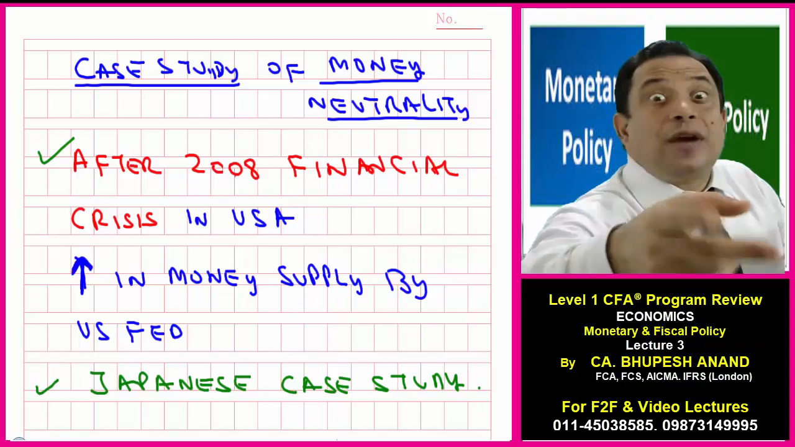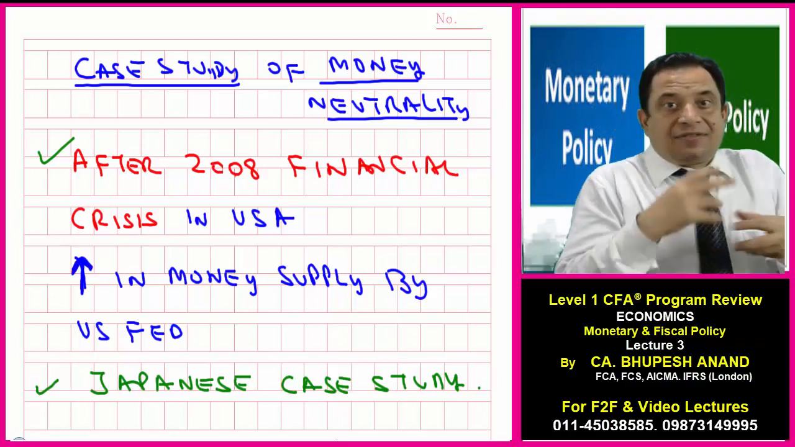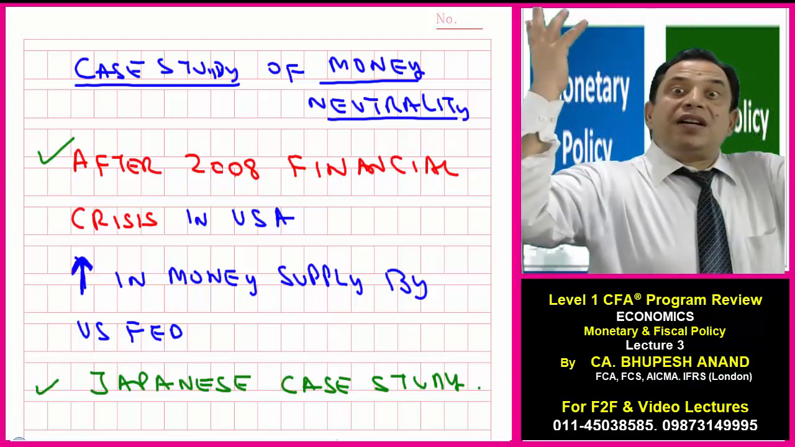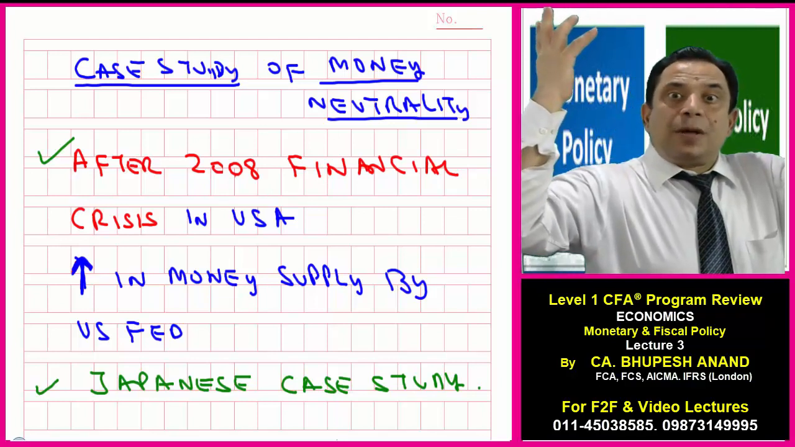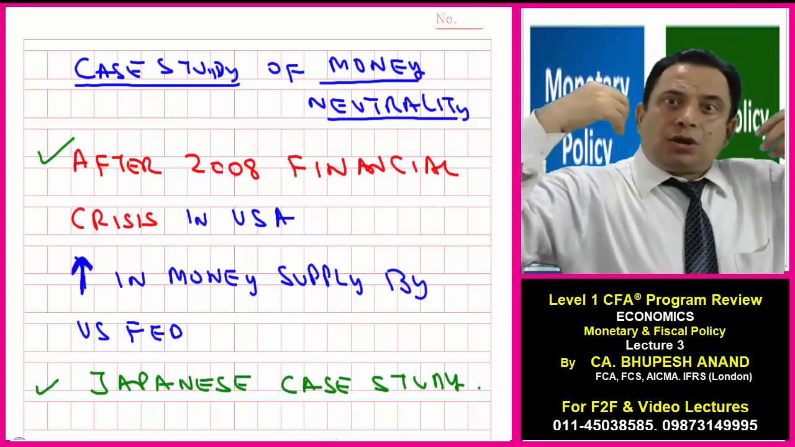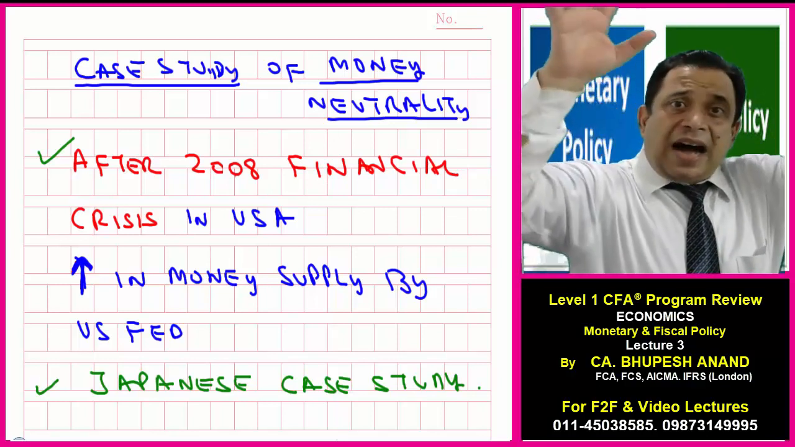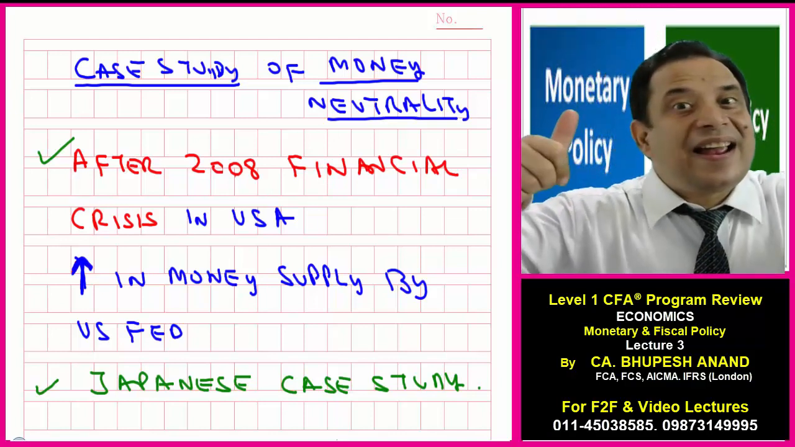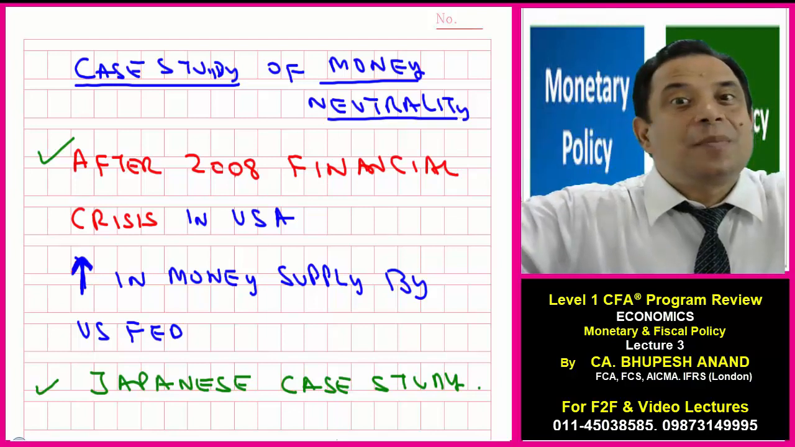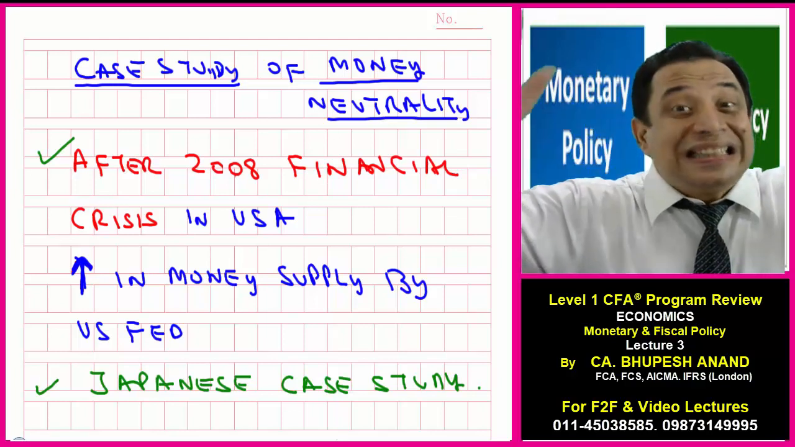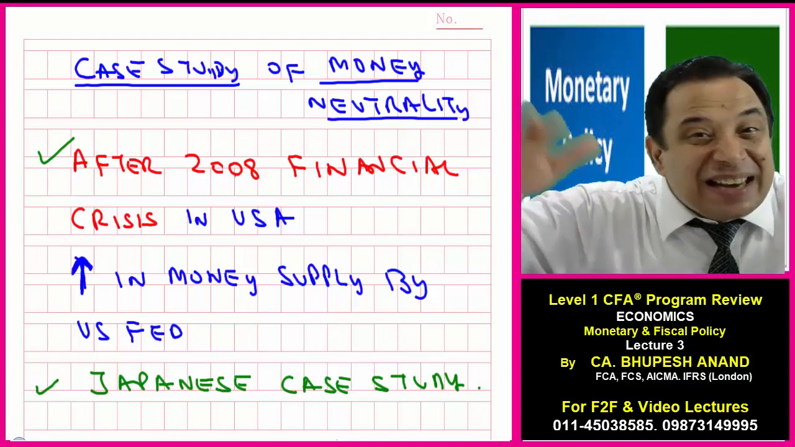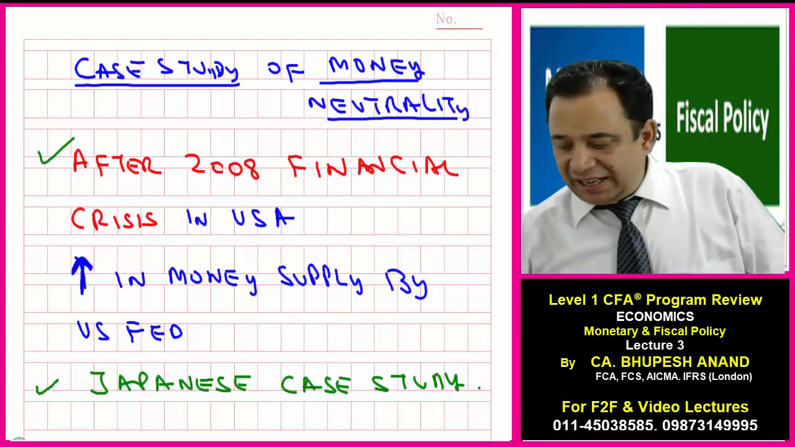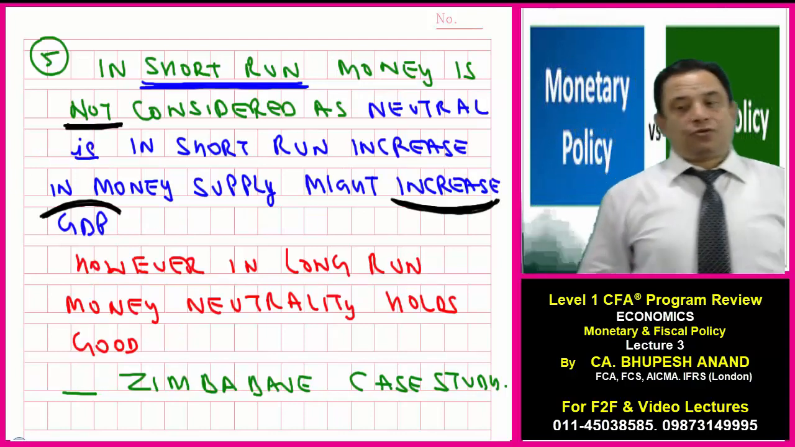No, you cannot. If that would have been the case, that if money supply is directly related with growth, then all the countries in this world would have grown up to this stage. They would have printed more money and growth. They must have achieved the highest economic growth level. But it is not the case. It means money supply has no relationship with economic growth in long run. That concept is named as money neutrality. You're getting your point? So, in Japanese case study, in USA case study, so fifth point is very, very important.